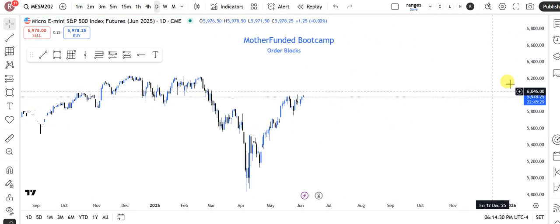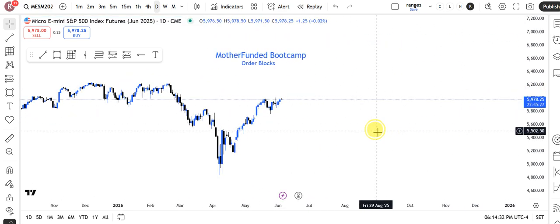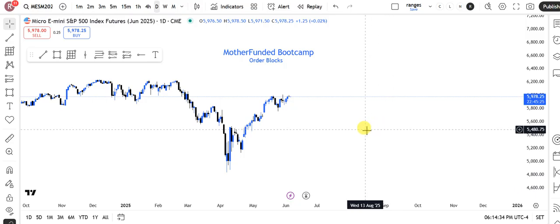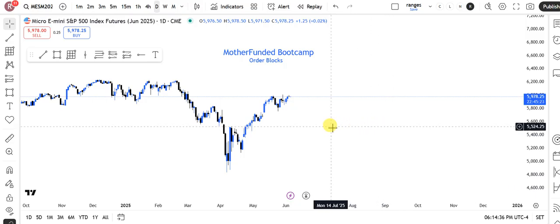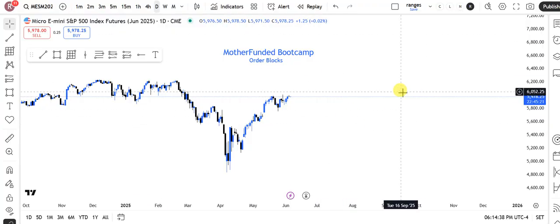Order blocks are basically another confluence that we can use in our tool belt as smart money concept traders. All of these confluences and all of these topics that I'm going to be discussing really revolve around smart money concepts, which is how I trade, how I learned how to trade, and what a lot of people use within their own strategies to trade.